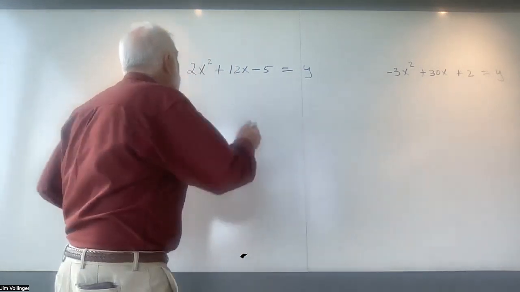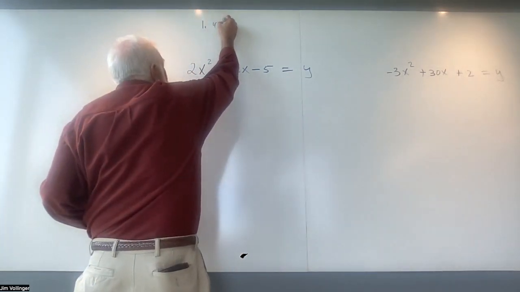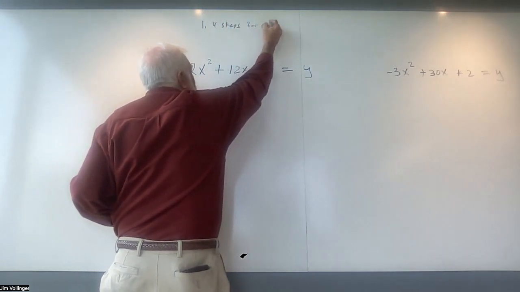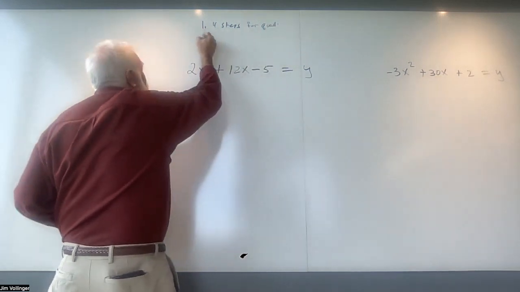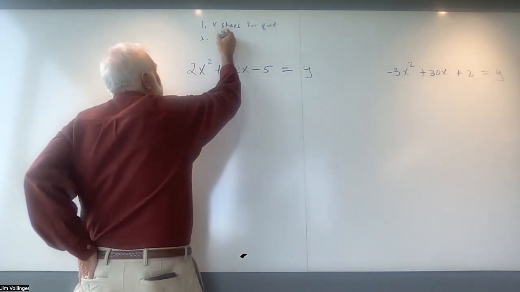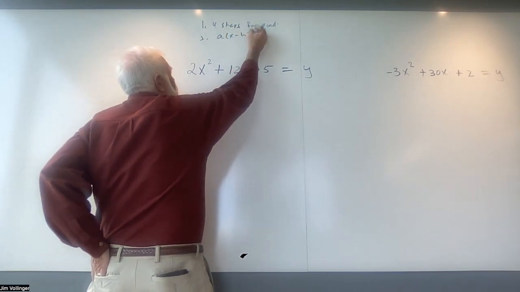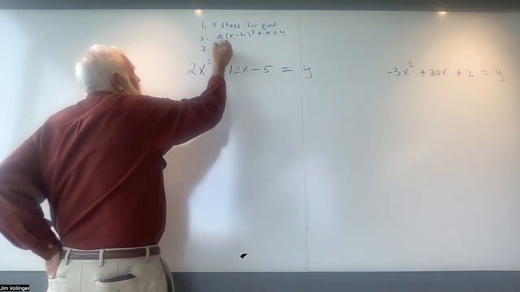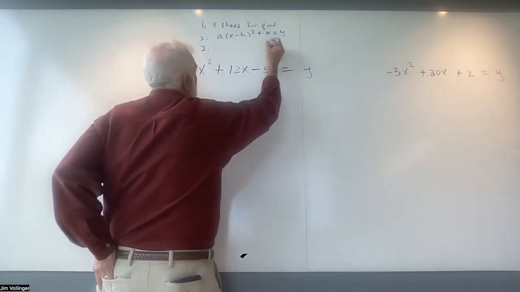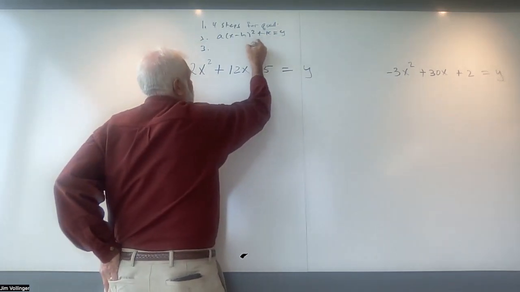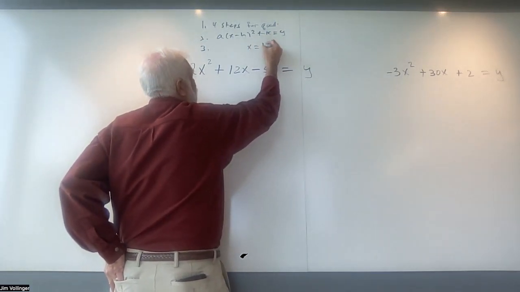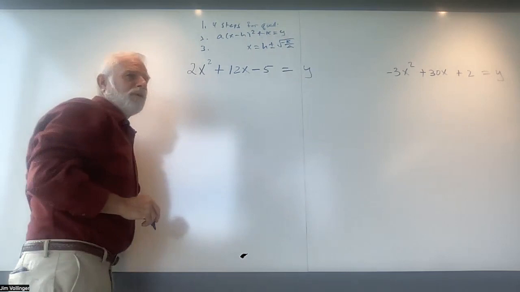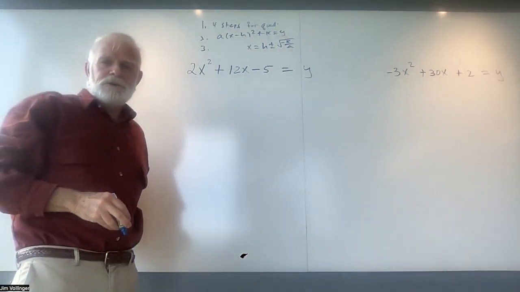We are going to find 4 steps for graphing quadratics. Step 2, once we have the graph, is putting it in the a(x minus h) squared plus k graphing form. And then step 3, solving that, which is really x equals h plus or minus the square root of negative k over a. It's going to be that simple. But nothing is simple unless you practice.